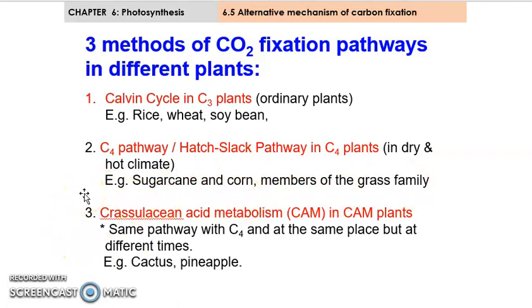Okay, the other pathway, we call as crassulacean acid metabolism, or CAM pathway in CAM plants. Okay, so actually for CAM pathway it is same with the C4 pathway. Okay. Maksudnya dia berlaku, kalau kita tengok dekat sini, same pathway with C4 and at the same place, but at different time. Maksudnya for CAM pathway, dia berlaku pada tempat yang sama cuma masa yang berbeza. So nanti kita akan discuss. So the examples of the CAM plants are cactus and also pineapple. Okay, so actually both C4 and also CAM pathway ni sebenarnya adalah alternative mechanism for carbon dioxide fixation.